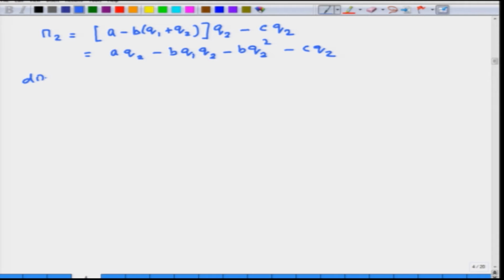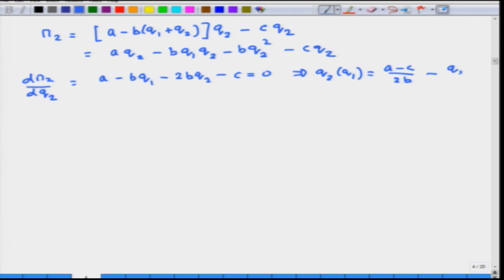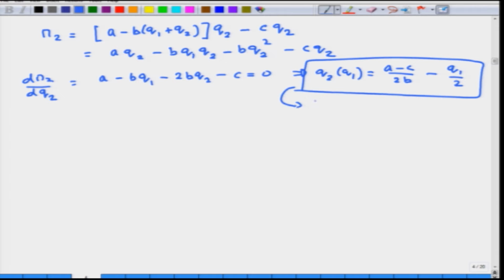and firm 2's best choice of output Q2 was based on finding the derivative of the profit function with respect to Q2, which gives us A minus B Q1 minus 2B Q2 minus c equals 0, which gives us Q2 as a function of Q1, equal to (A minus c) divided by 2B minus Q1 divided by 2. This is firm 2's best response function, right.